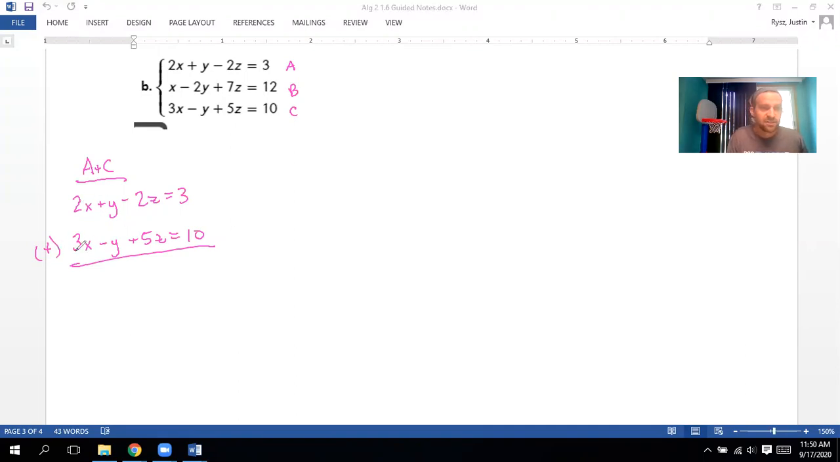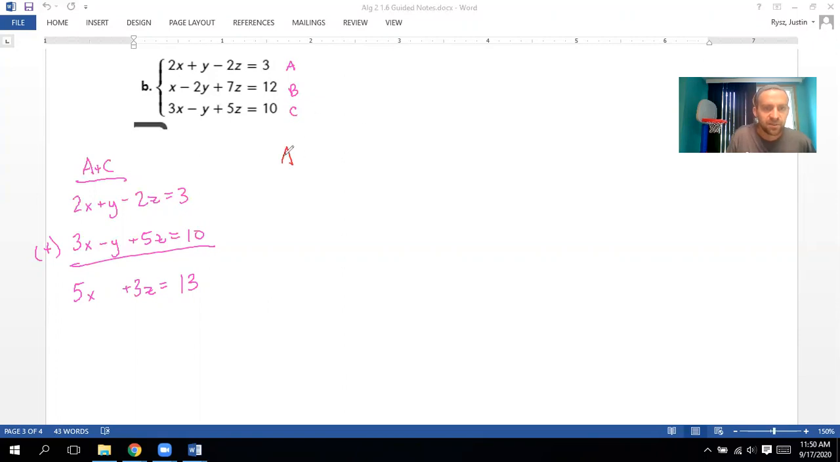Add them together. 2x plus 3x is 5x. y plus negative y goes away. Negative 2z plus 5z is 3z. 3 plus 10 is 13. Okay, next what we need to do is get two different ones. So now we can't use A and C. We can do B and C, or we can do A and B. And we got to get rid of a y.